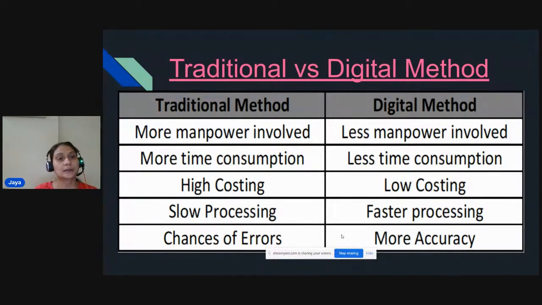In a traditional method, more manpower is involved, the time consumption is more, the cost is very high, the processing is very slow, and the chances of errors are very high. Whereas in a digital method, less manpower is involved, the time consumption is less, it is done at a very low cost, the processing is really fast, and it is done with much more accuracy.